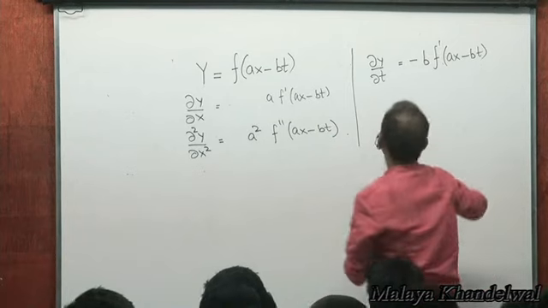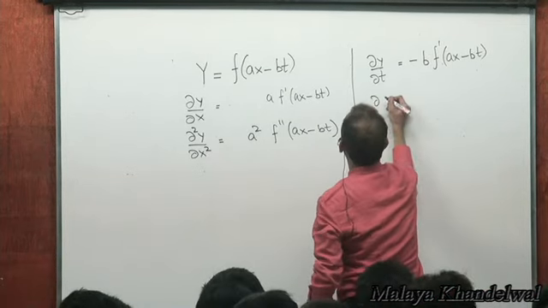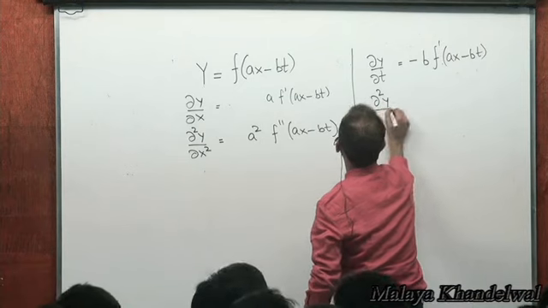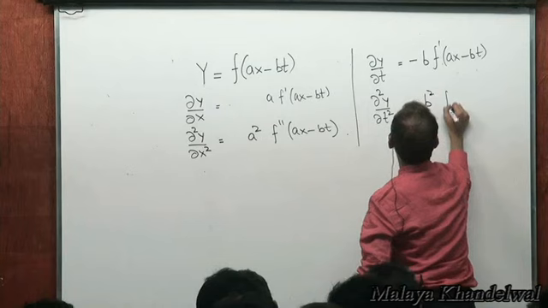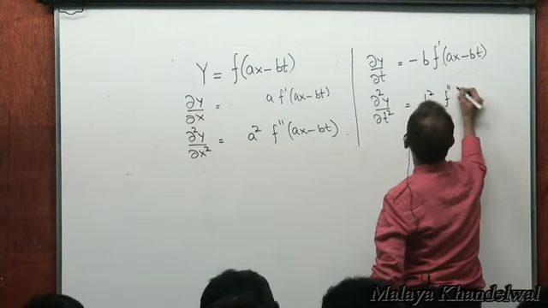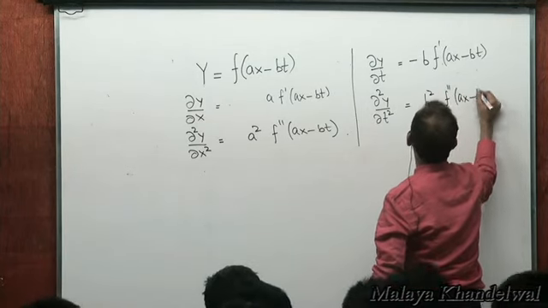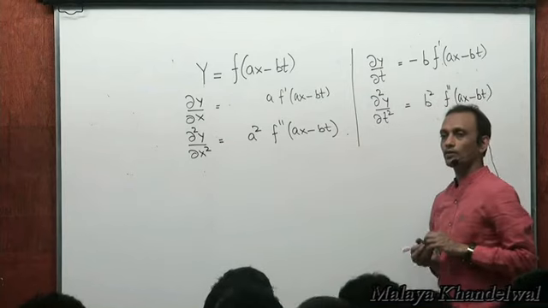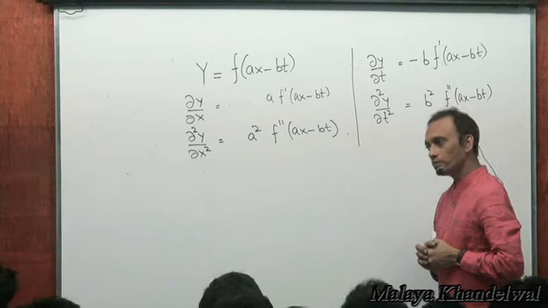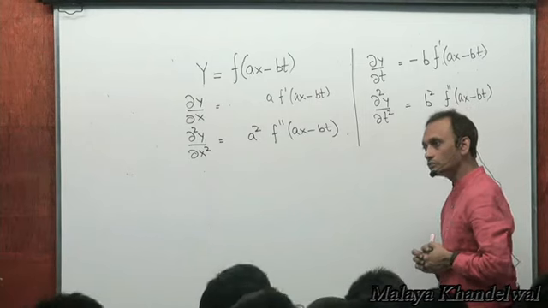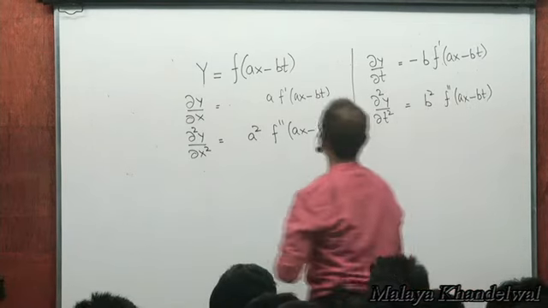And then I differentiate y with respect to time again. Dou 2 y by dou t 2 is b squared, and then differentiate this again. So that's f double dashed (ax minus bt). Yes or no? Yes. Do you all understand this?